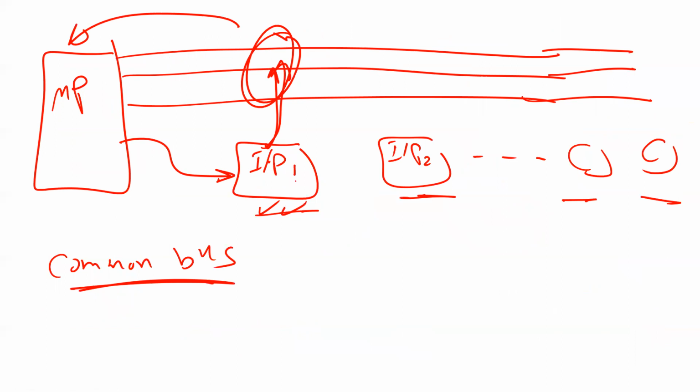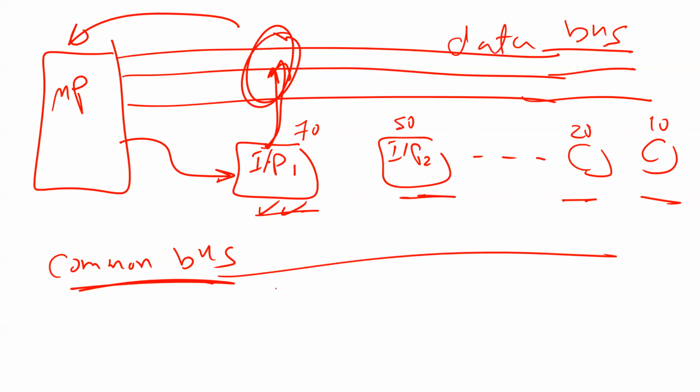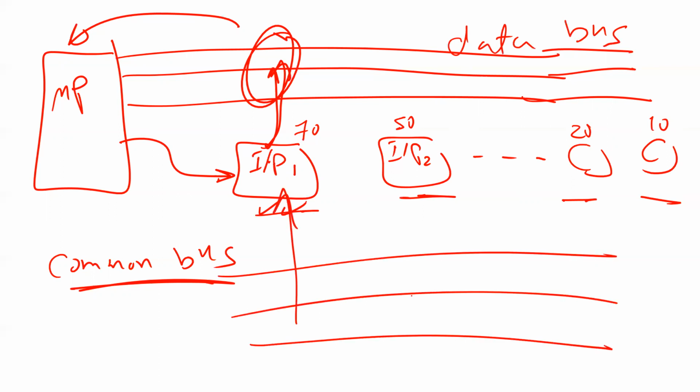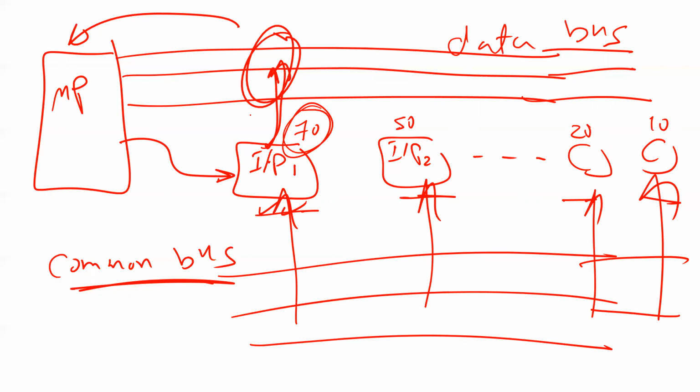So here, this device, its address is number 70. This one is address number 50, number 20, number 10, whatever. So everyone has an address. What should happen is, this is the data bus, right? We should have another bus. Everyone should be connected to this bus this way. If I want to read the device number 70, I have to put number 70 on the address bus. Is that okay?